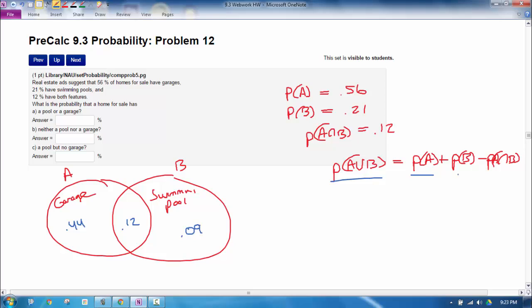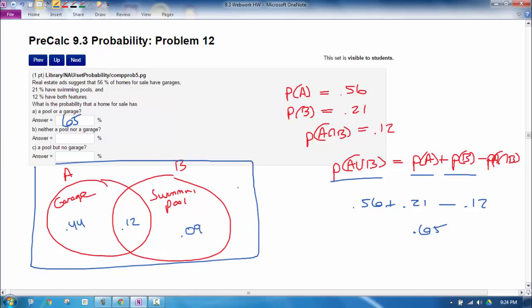And that's, you add up the two probabilities and then subtract the intersection. So it's 0.56 plus 0.21 minus 0.12, which we're going to do, 65% instead of 0.6.